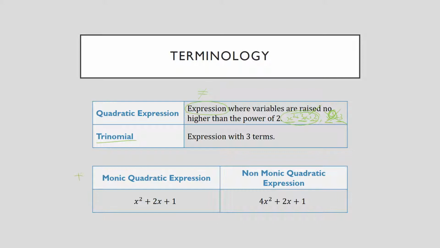Finally, the most important distinction to make for this video is what a monic and non-monic quadratic expression is. So monic just means that the coefficient of our x squared is going to be 1. So it's going to have nothing in front of the x squared, it's going to be 1x squared. Non-monic, on the other hand, is when we have the coefficient of x squared greater than 1 or not equal to 1. So it could be 4, it could be minus 4, it just isn't 1.